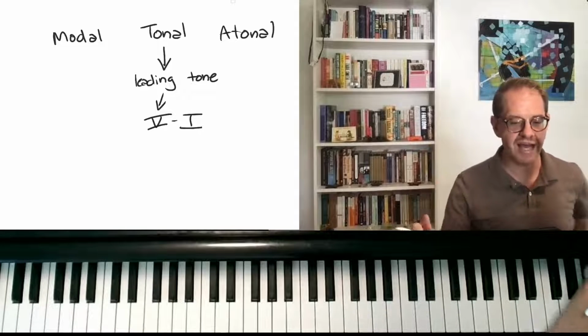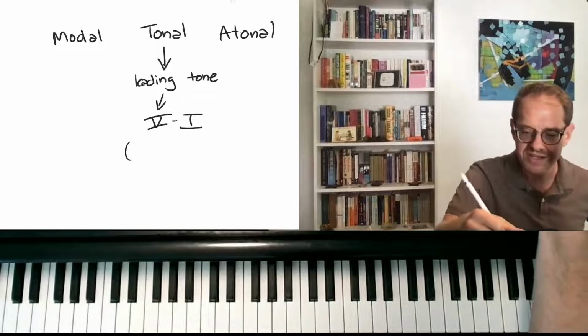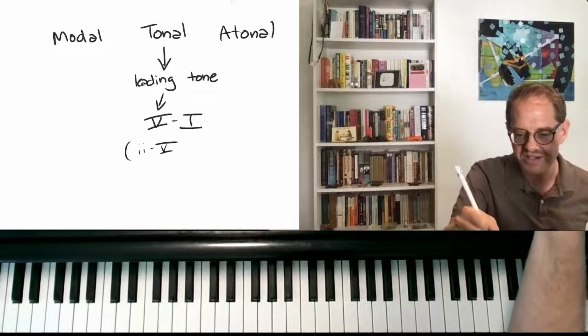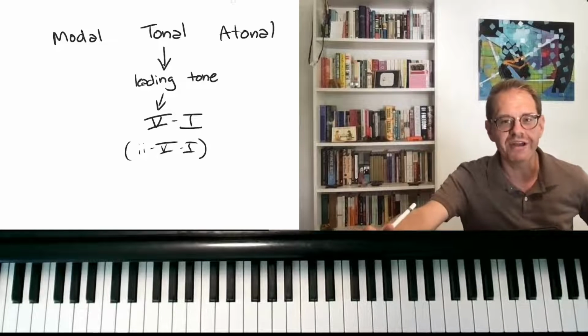So tonal music has a leading tone, and it's organized around 5-to-1s. And, of course, if we have a 5-to-1 in jazz, it's often going to be a 2-5-1. Not all the time, but quite a lot of the time.